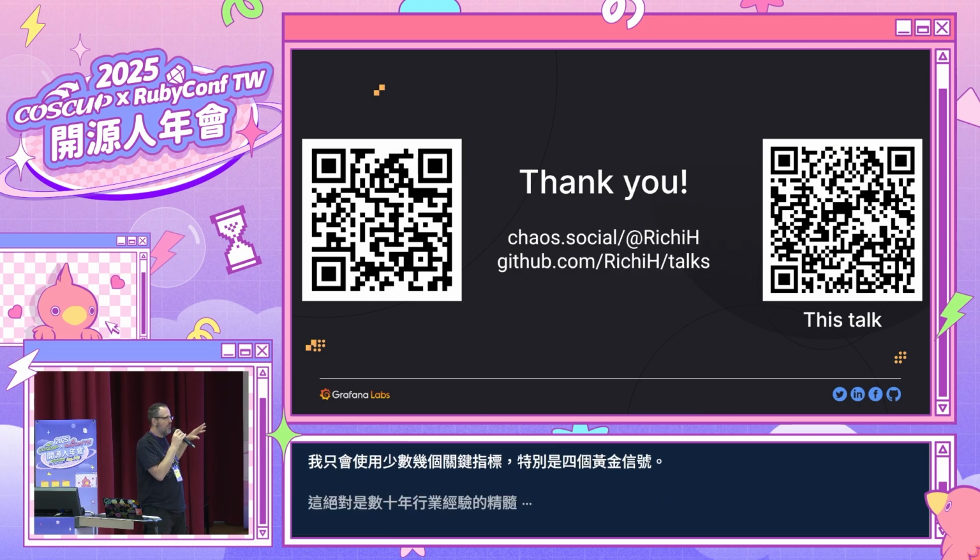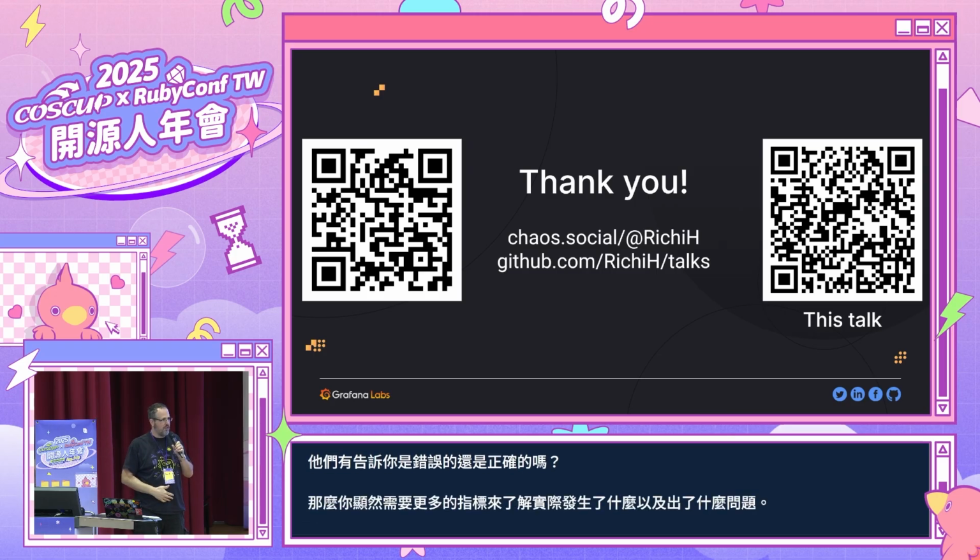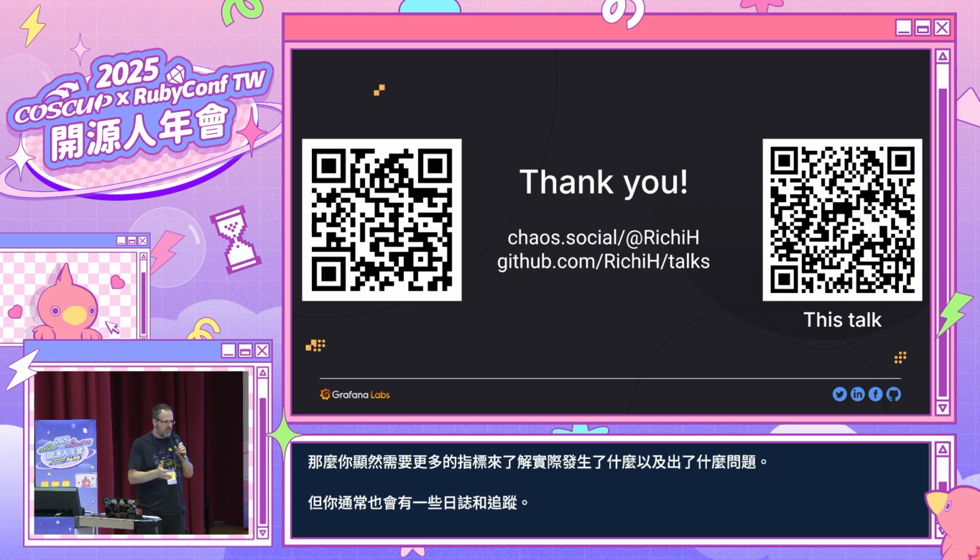They tell you something is wrong or it is correct. Then you need more metrics, obviously, to figure out what is actually happening and what is wrong, but you also usually need some logs, some traces, and then you can actually figure stuff out. But the most important: the 4 golden signals.